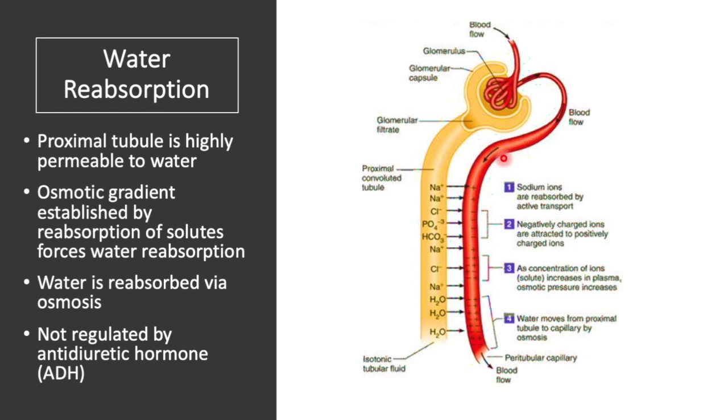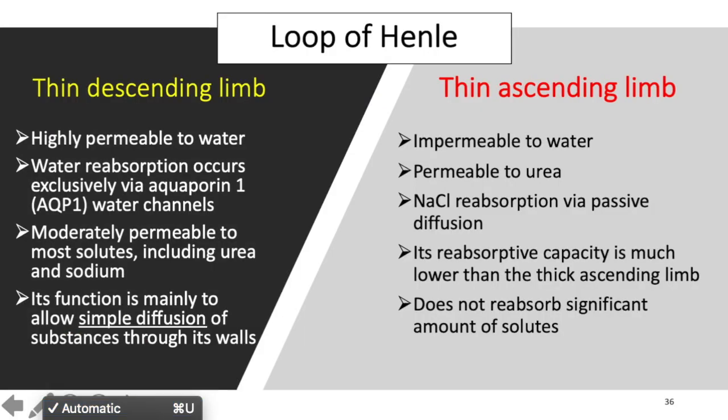Remember that at early proximal tubule, sodium reabsorption occurs. So, the positive charge in the blood will attract negatively charged ions such as phosphate and bicarbonate to also enter the blood. So, this will cause an increase in osmotic pressure in the blood. Hence, water will be reabsorbed from the lumen into the blood via osmosis. This process is not regulated by ADH. Those are the reabsorption processes that occur in the proximal tubule.